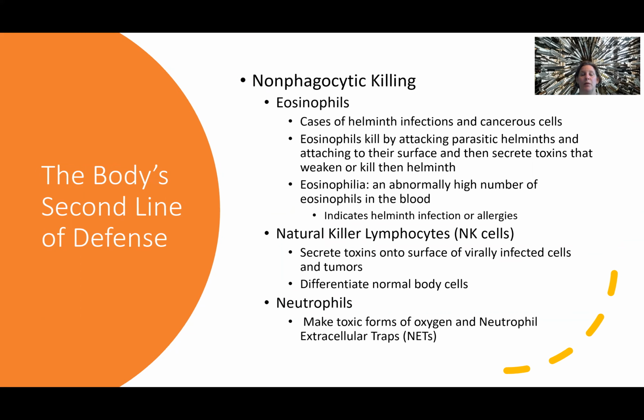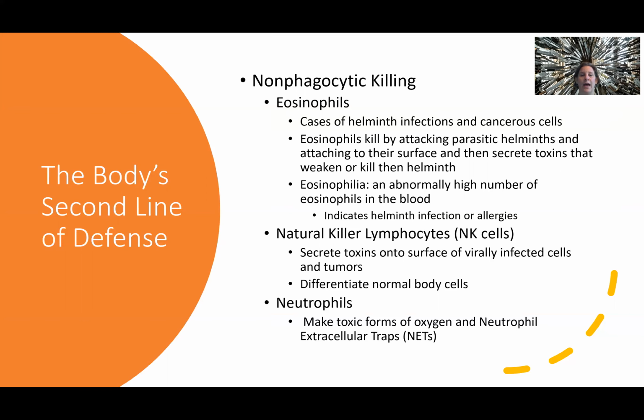Now we also have some of these white blood cells that actually don't kill anything, but they have a role in our second line of defense. So you can see eosinophils can be involved in cases of both cancer as well as helminth infections. We have natural killer lymphocytes that actually secrete toxins. So they don't eat them, they secrete toxins onto the surface of our cells that might be infected by a virus. And actually, those of you who have heard of Dr. TG, her dissertation work actually looked at natural killer cells and how that might actually be an appropriate cancer treatment.